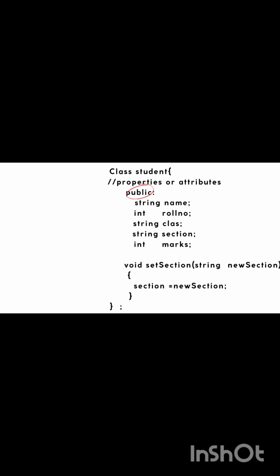Now when we run the program, it runs successfully. So we have added data to the object st1 via the main function.